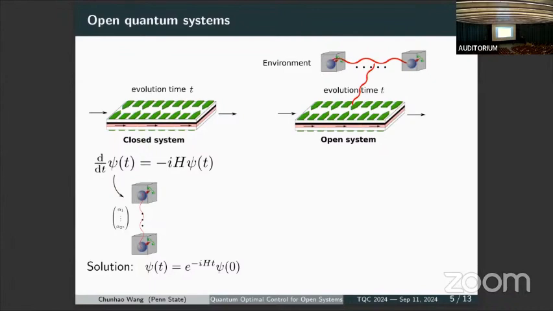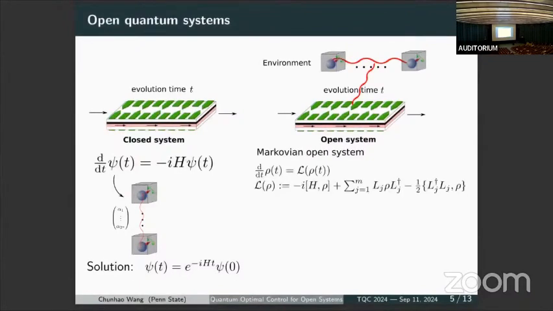So if this interaction is not too strong and the environment refreshes quickly, then this type of open system is called a Markovian open system, in the sense that information only flows from the system to the environment, but it never flows back to the system. For such systems, we have a nice generator.